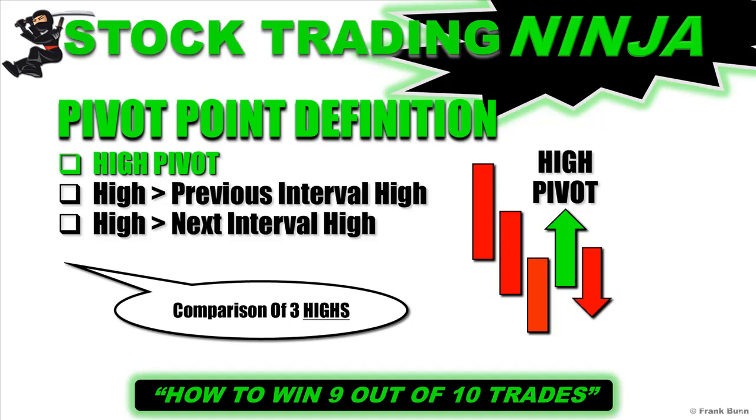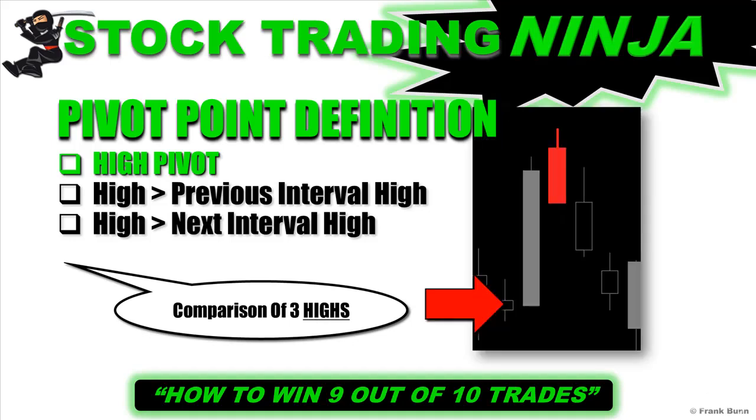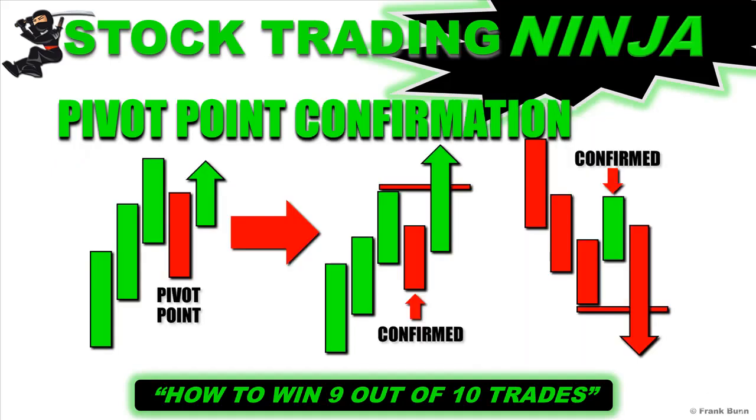This is a comparison of the most recent 3 highs. Here's an example of a high pivot in an actual chart. Notice the high pivot high is higher than the previous interval and also higher than the interval which succeeds it. Pivot points are confirmed when price exceeds the most recent high or low prior to the pivot evolution.